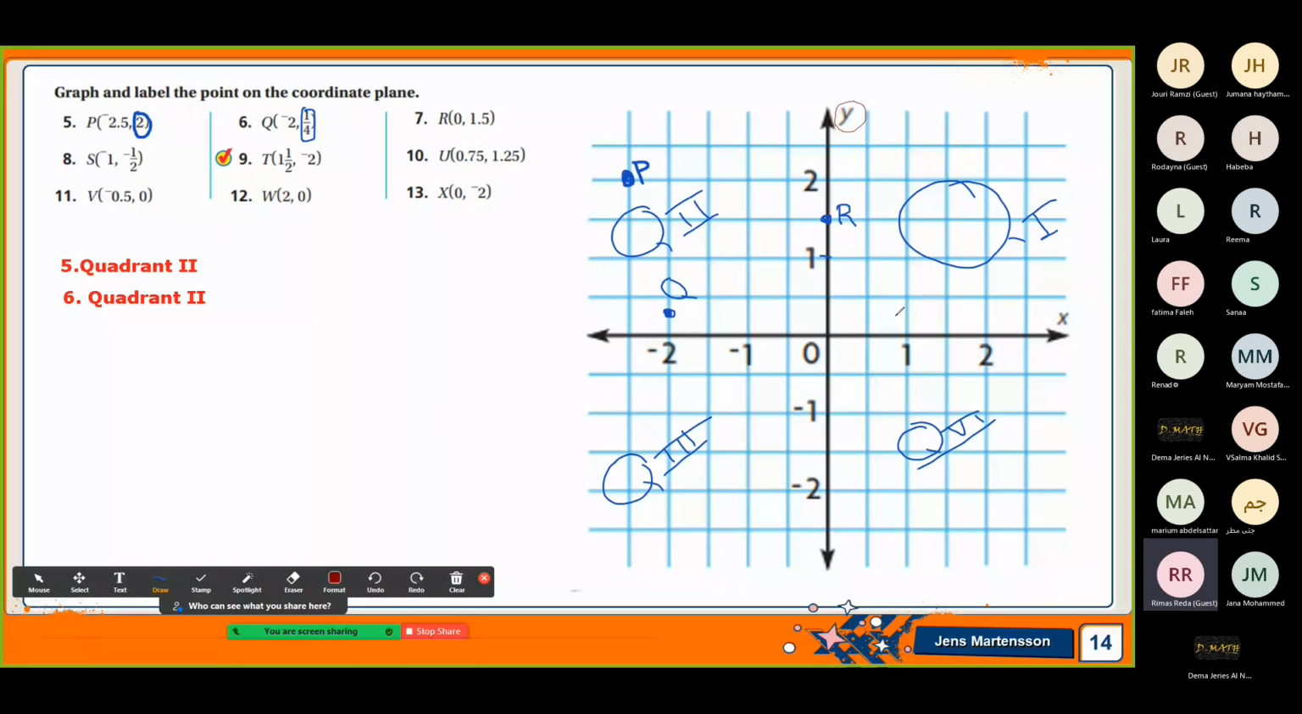It's on the y-axis. On the y-axis, thank you. So R, it will be on the y-axis. Okay. Now, number 8.